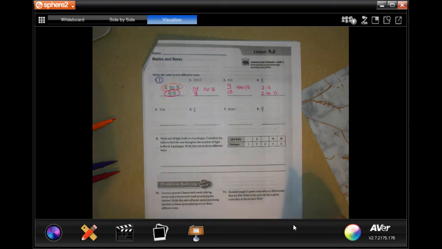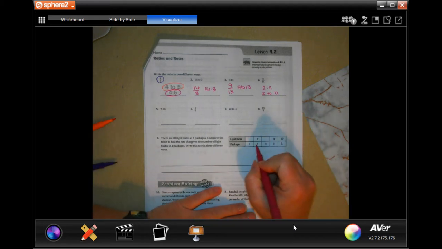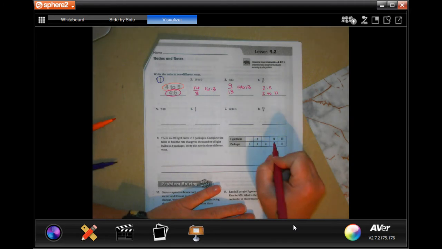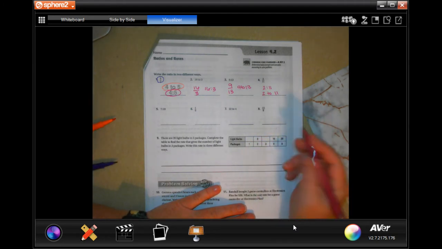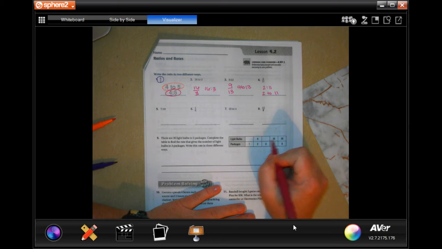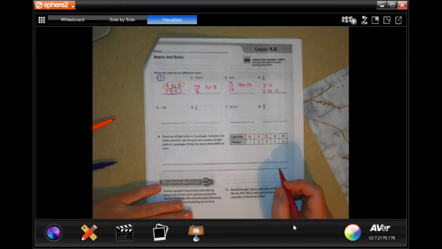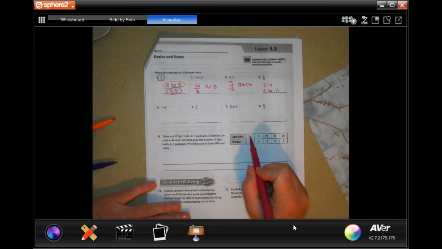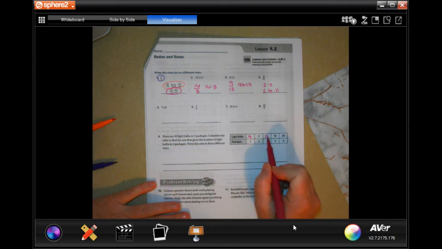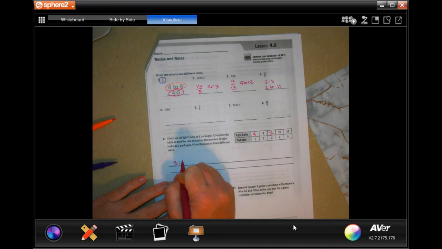Says there are 20 light bulbs in 5 packages. Complete the table to find the rate that gives the number of light bulbs in 3 packages. Write this rate in 3 different ways. Well, it looks like if I take 20 and subtract 16, I'm going to have 4 in between them. So if I take 16 and subtract 4, I'm going to get 12. 12 minus 4 is 8, and 8 minus 4 is 4. So 3 packages, 1, 2, 3. So 12. So it's going to be 3 to 12.